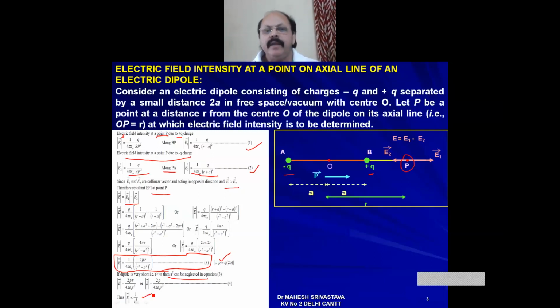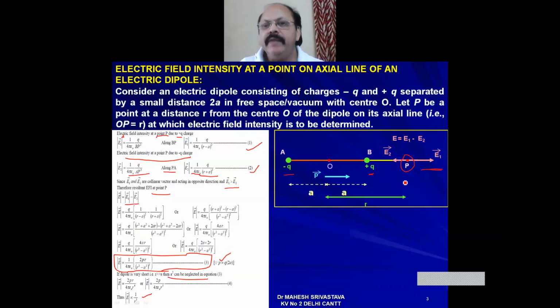Remember it: in case of a point charge, electric field intensity is inversely proportional to r square, and in case of an electric dipole, it is inversely proportional to r cube. Now we talk about the direction of electric field intensity at point P. Since E1 is greater than E2, obviously the direction is along E1. So the resultant electric field intensity is directed along E1.